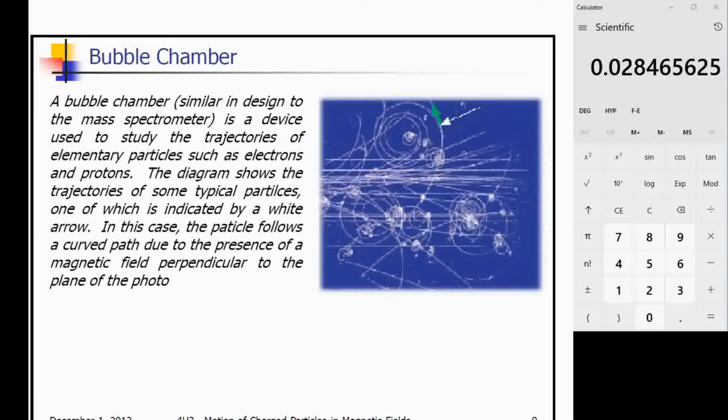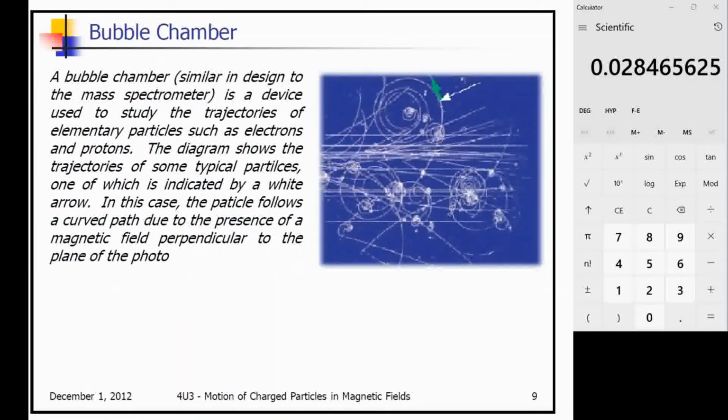So a bubble chamber is another type of mass spectrometer. This is a device used to study the trajectories of elementary particles such as electrons and protons. The diagram shows the trajectories of some typical particles, one of which is indicated by this white arrow. So you can see that they kind of curve around. They form these sort of bubble structures.